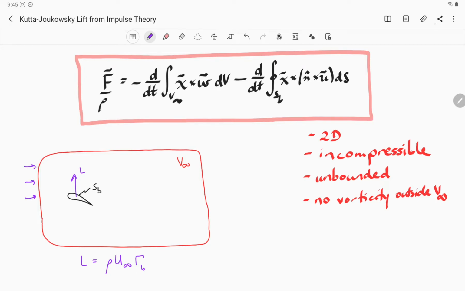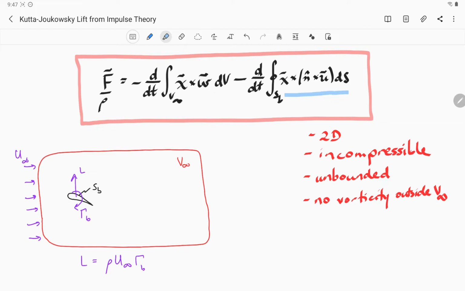So here is the incoming free stream velocity. I've shown the lift there, which is perpendicular, and we have some bound circulation, gamma b. Now looking back to the equation at the top of the page, this second term, we're actually not going to have to deal with this in this particular case.